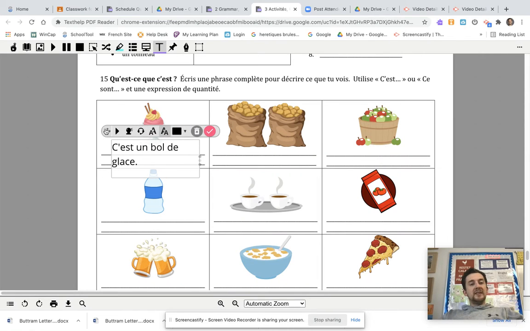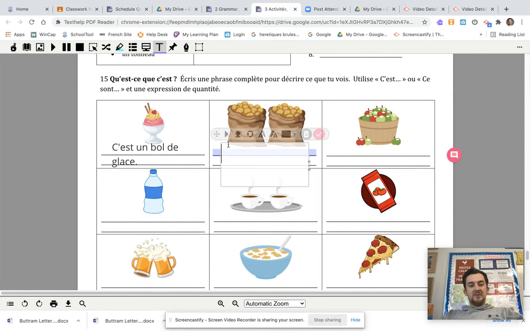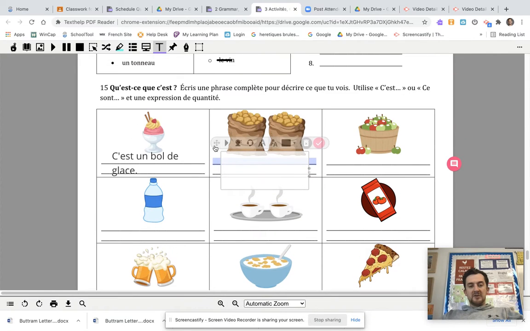That's what you're going to do. Let's do number 2 together as well, just because. How many are there? Yeah, we can do number 2 together. So I see 2 things. I'm going to say ce sont, and then, oh, well, we didn't really talk about this. We talked about un sac, but there are 2 sacs, so we can say des sacs.